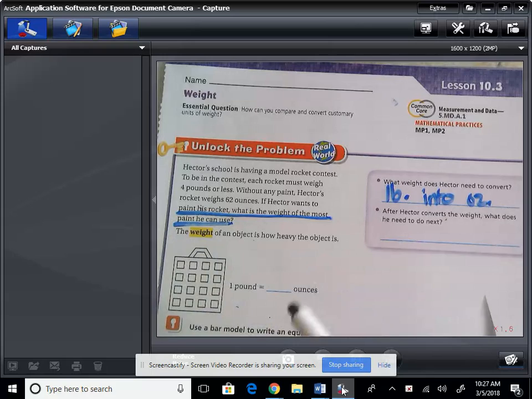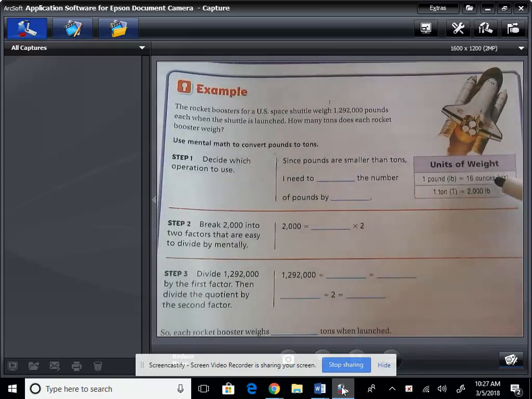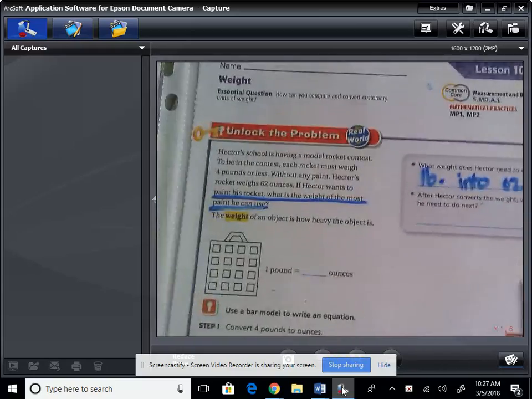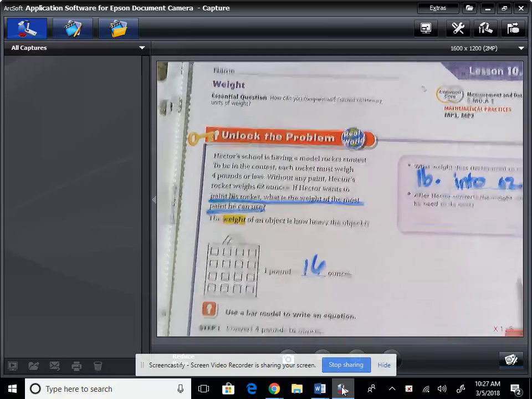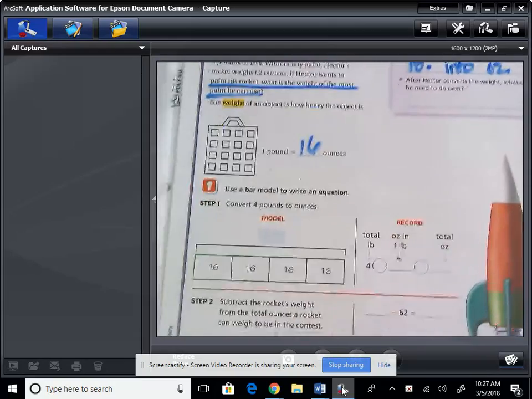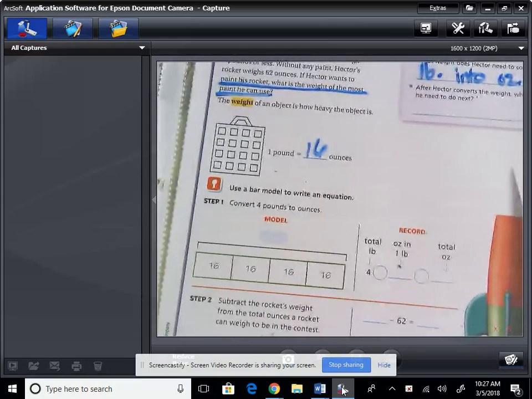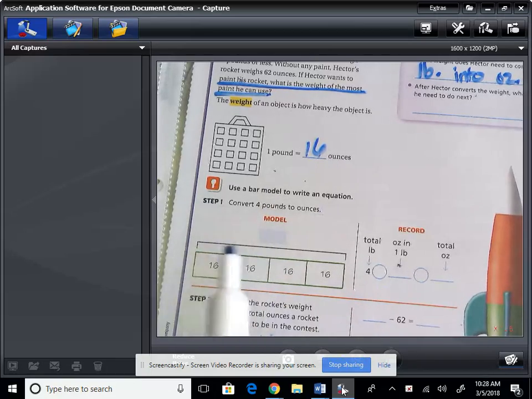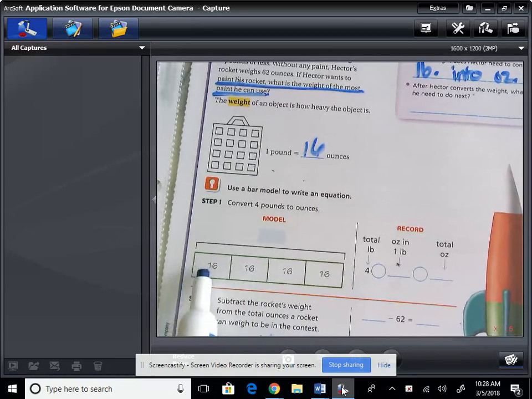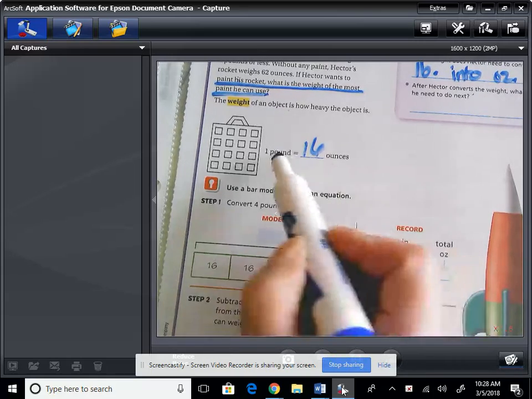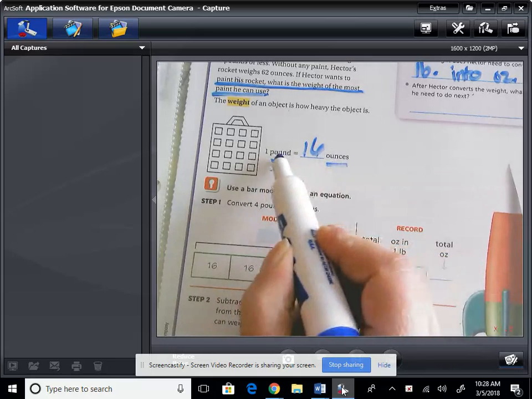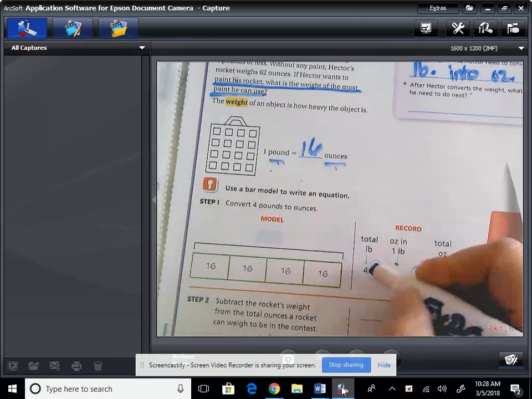Okay, so how many ounces are in a pound? Well, we can look at our chart, and here there are 16 ounces in a pound. So how does that help us when we get down here? It says use the bar, convert the model. Let's go back to what we know. Pounds is larger than ounces. So when we're going from larger to smaller, we multiply.